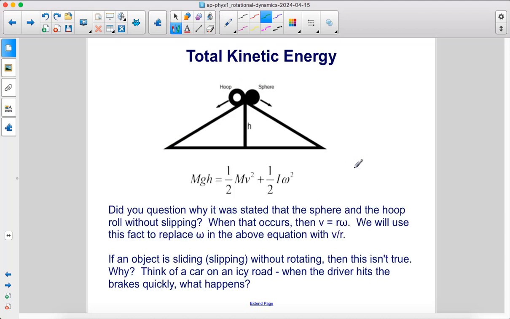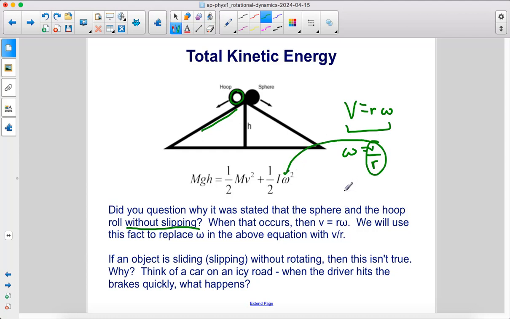Did you question why it was stated that the sphere and the hoop were rolling without slipping? Well, when that occurs, then this equation is true: velocity equals r omega. There is a correlation between how quickly the object is rotating and how quickly it's then rolling down the hill. You can calculate how far it's going to roll down the hill based on the circumference of the circle and how fast it's spinning. You can calculate velocity. So this equation is only true when there's no slipping. And therefore, we can solve this equation for omega, v over r, plug that in here, and get rid of one of the unknowns.